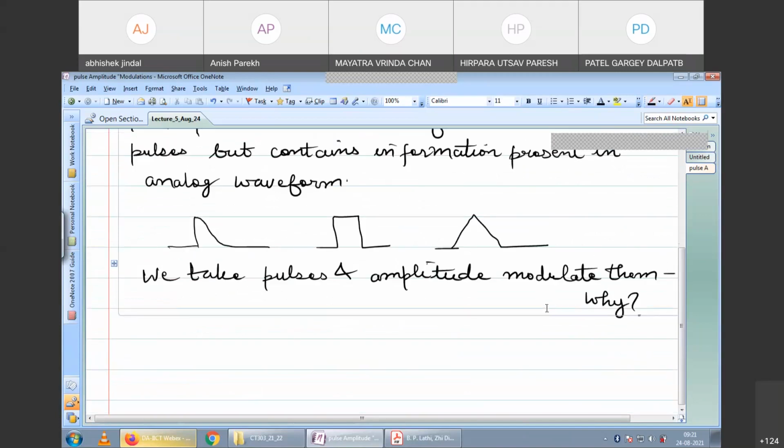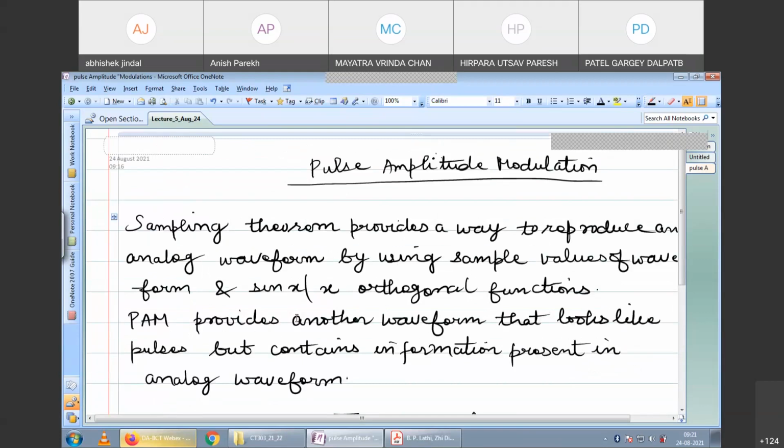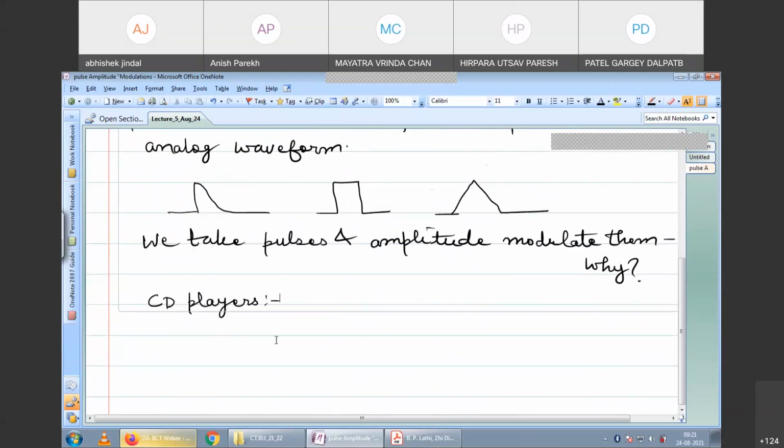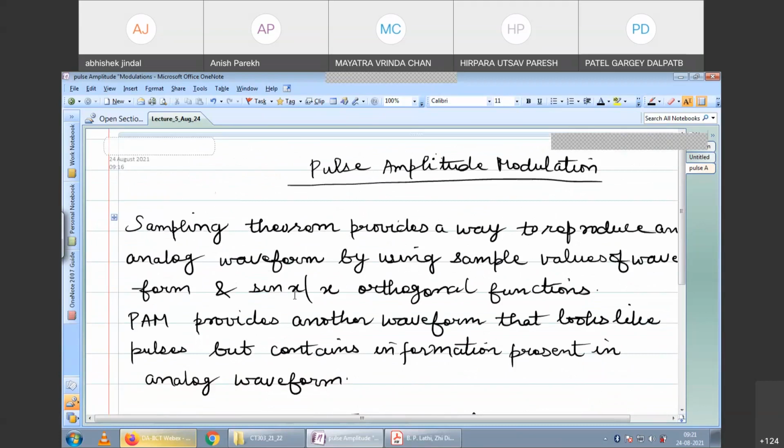Let us say you talk of a CD player, for example. CD players now do not exist that much, it means they are not in use. Earlier they used to be. On CD players you have digitized the song or the video and stored it. Now the purpose of the CD player is to take those discrete samples and generate the waveform. If it tries to use the standard interpolating function, that is the sin x by x function, interpolating through sin x by x seems to be a difficult task.